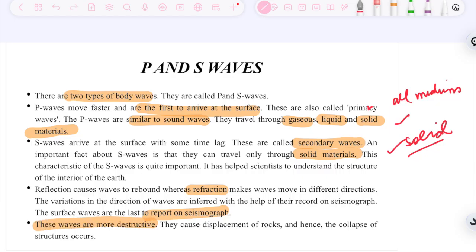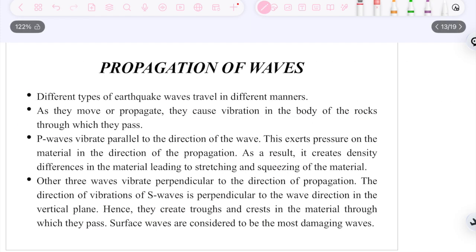So now we have already understood in the previous slide that if a wave goes and it comes back, it is called reflection. And if it goes and it strikes some material and then it moves into a certain other direction, it is called refraction. This is the point that we have understood about P wave and S wave. Now let's see how they move.